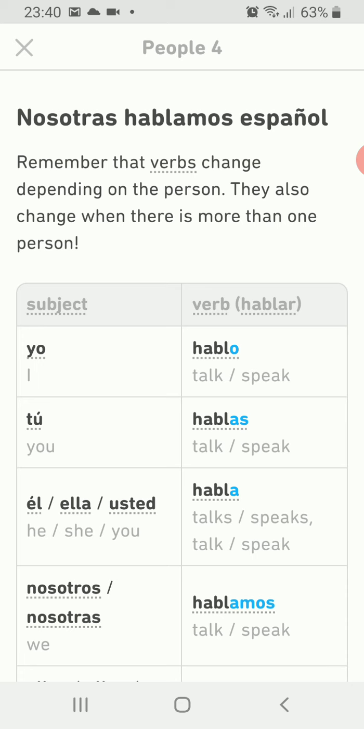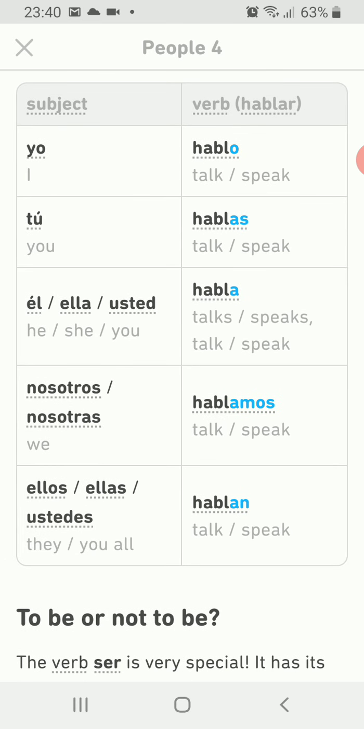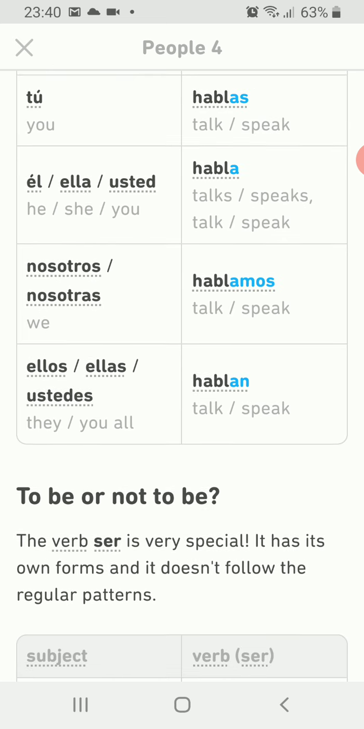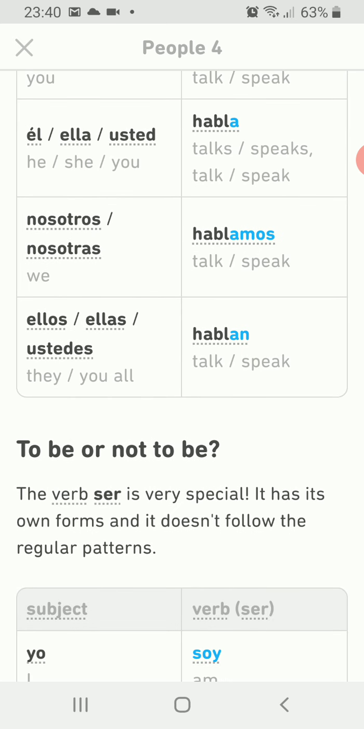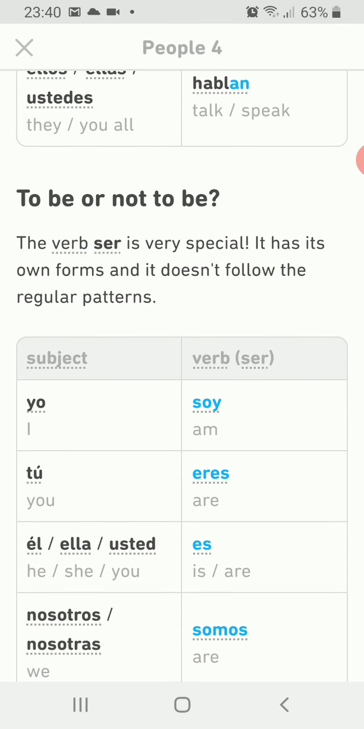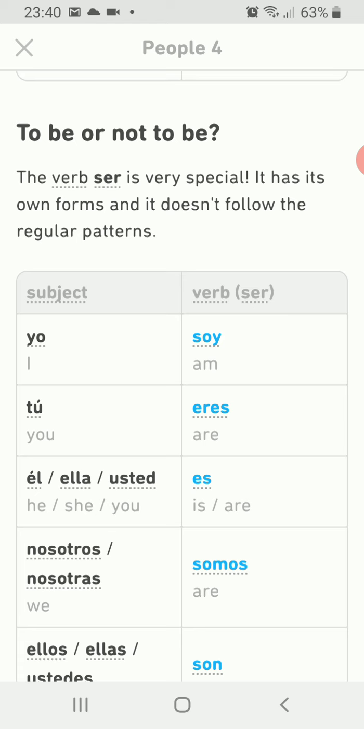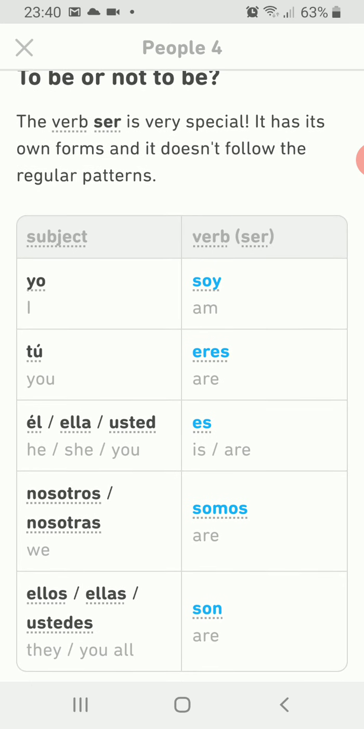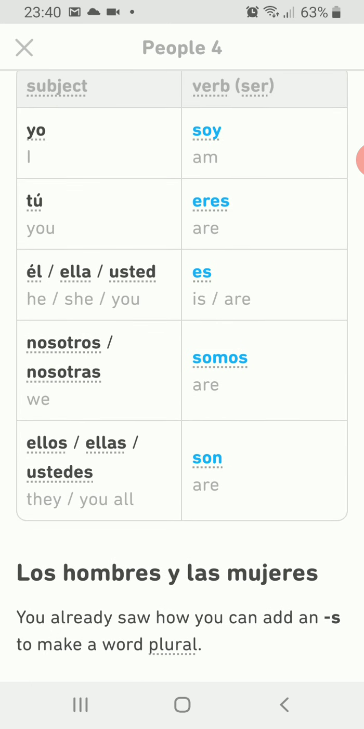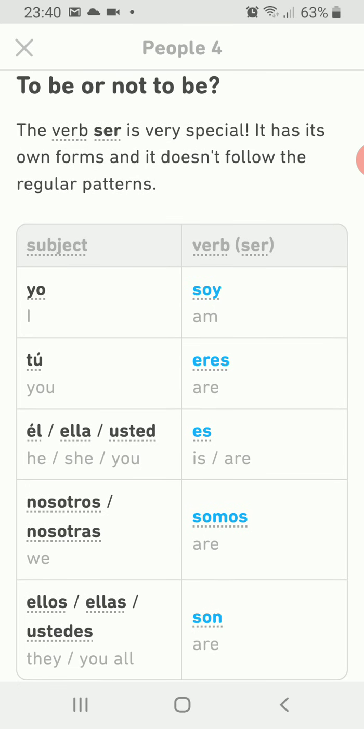Nosotras hablamos español. Remember that verbs change depending on the person. This is conjugation. They also change when there is more than one person. Yo hablo, tú hablas, él habla, ella habla, usted habla, nosotros, nosotras hablamos, ellos, ellas, ustedes hablan. So to be or not to be, the verb here is very special. It has its own forms and it doesn't follow the regular pattern. So this is an irregular verb. Yo soy, I am, tú eres, él es, ella es, nosotros, nosotras somos, ellos, ellas, ustedes son. This is how you conjugate the verb ser in the present tense, or the present indicative.